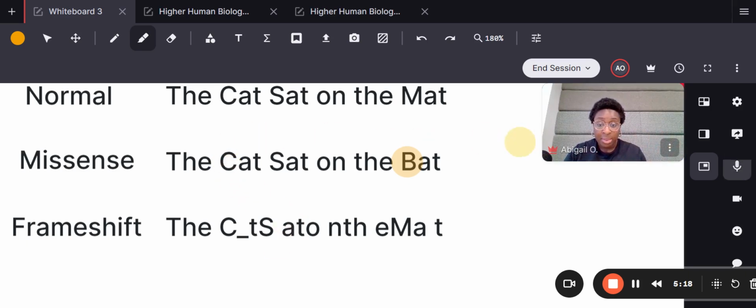So I did have the cat sat on the mat. Now I have the cat sat on the mata. Makes no sense. What am I trying to say here? A missense mutation, okay, is going to cause a change only to one amino acid in our whole sequence. So in this example, only one letter in our sentence is changed. It will change the meaning of the sentence a little bit, but it's still a sentence, okay?